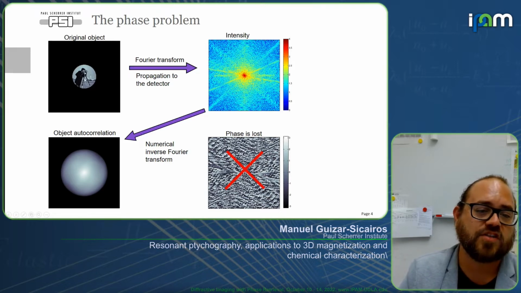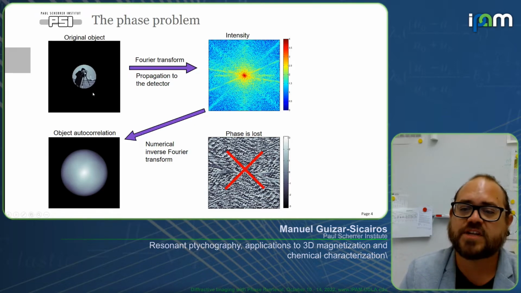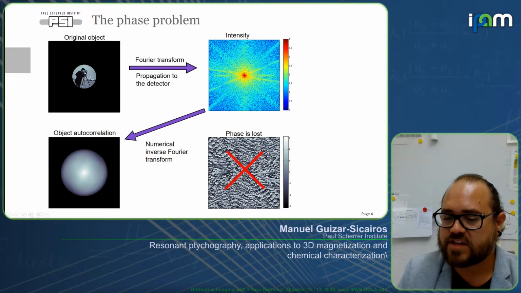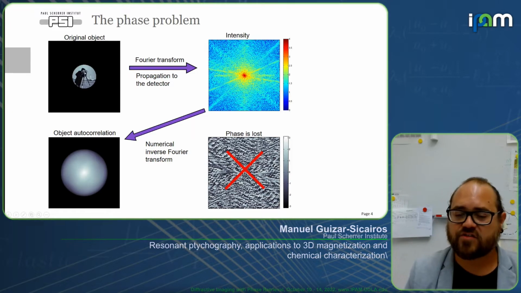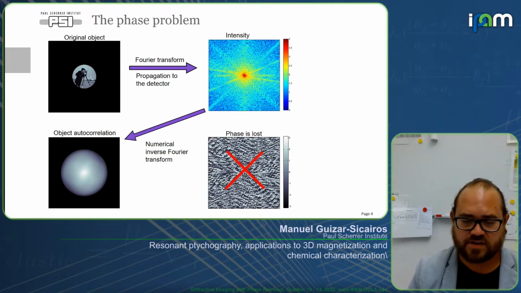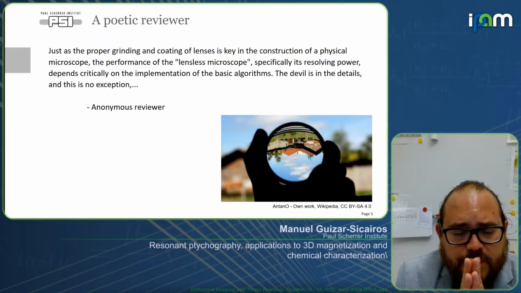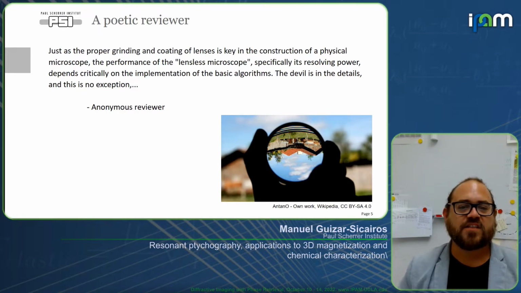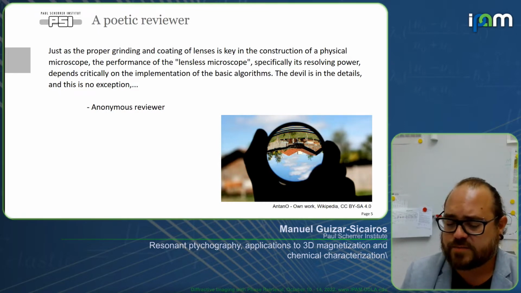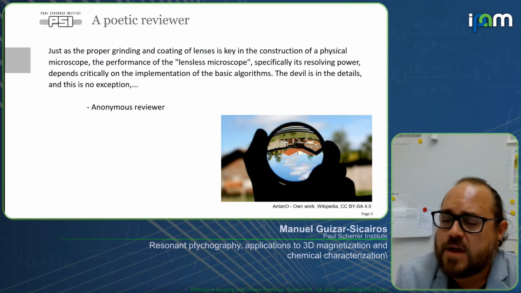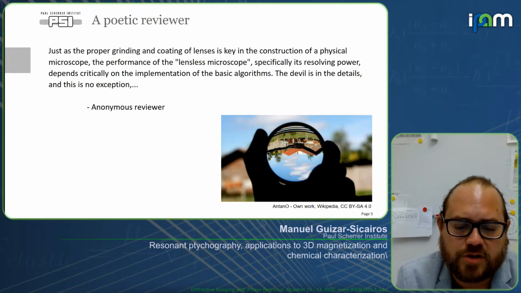So in order to get back to the original object, we have to solve for this phase. And there is a variety of phase retrieval algorithms and techniques that have arisen to try to solve this problem. And back in 2011, I think we submitted a paper on using maximum likelihood algorithms for ptychography.